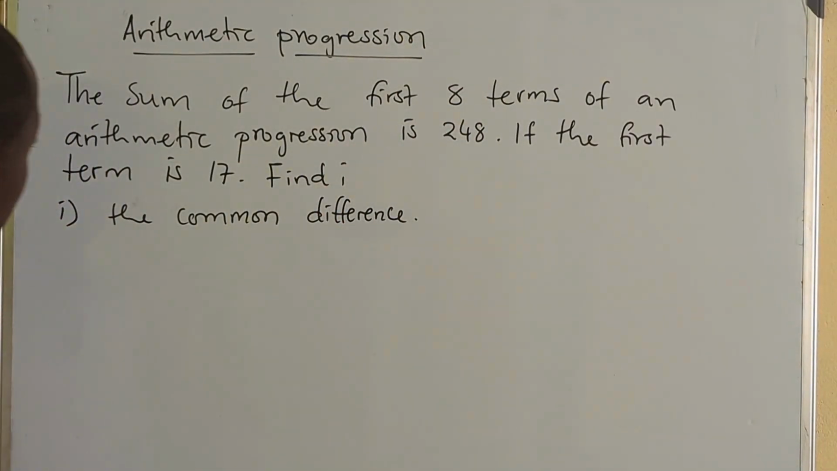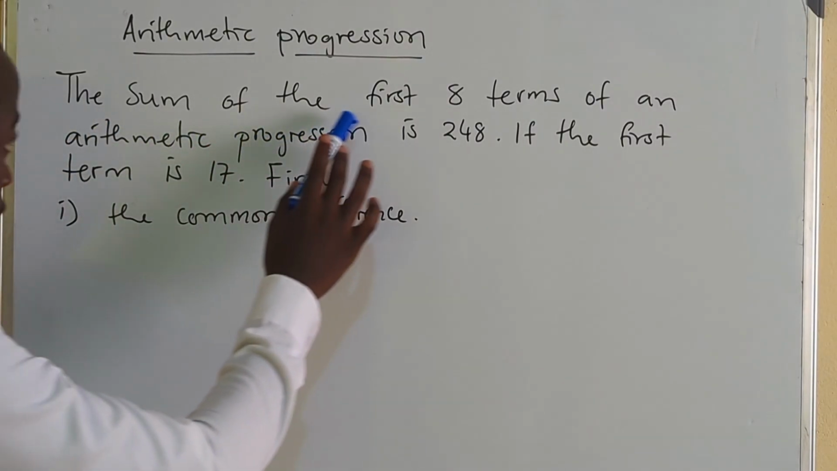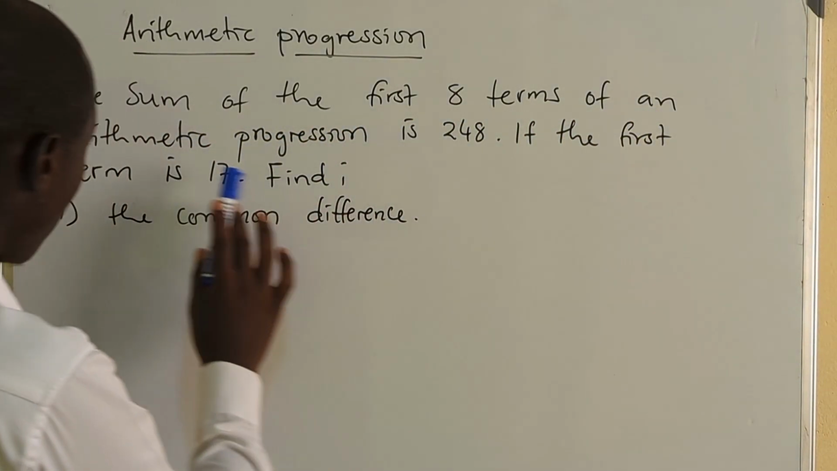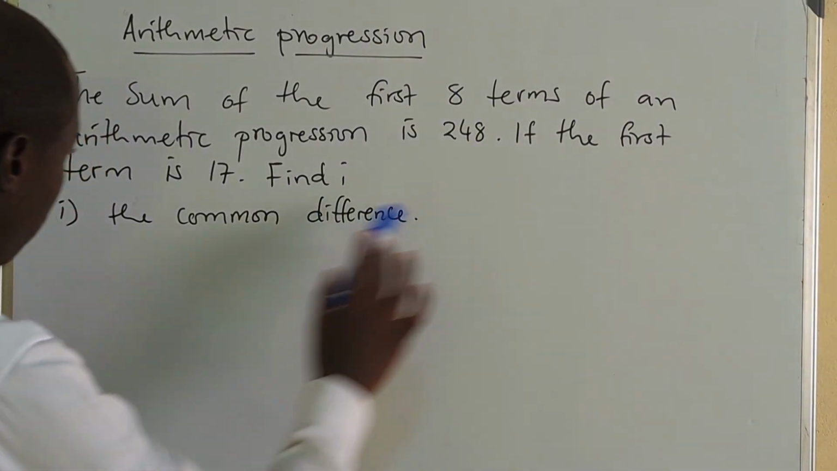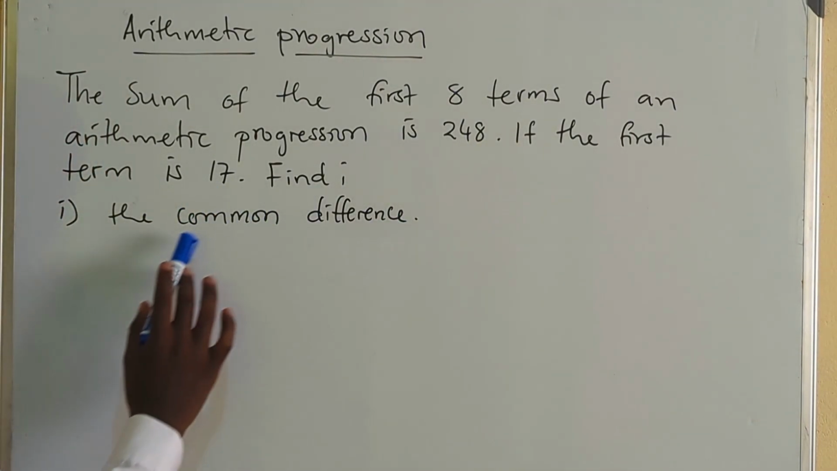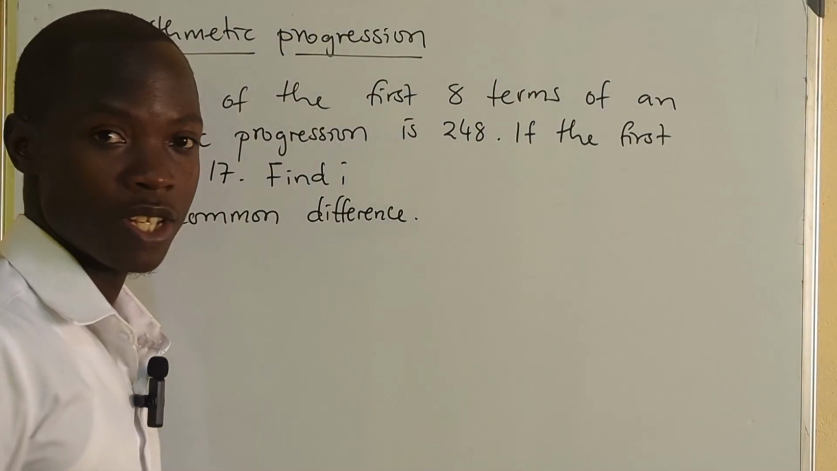So let's check out the problem that we have. And here the statement says the sum of the first 8 terms of an arithmetic progression is 248. If the first term is 17, find the common difference. Now, how can we find the common difference?